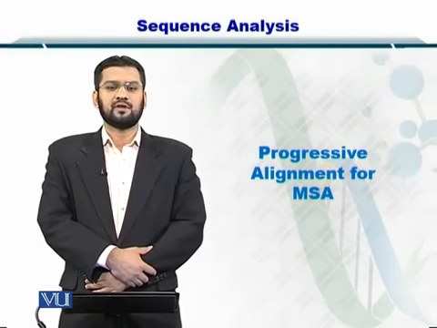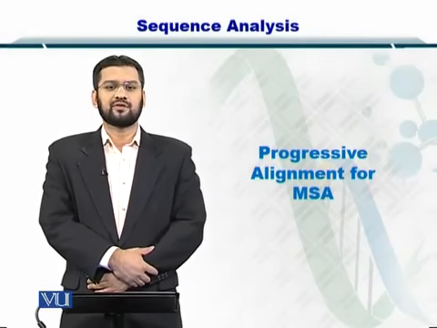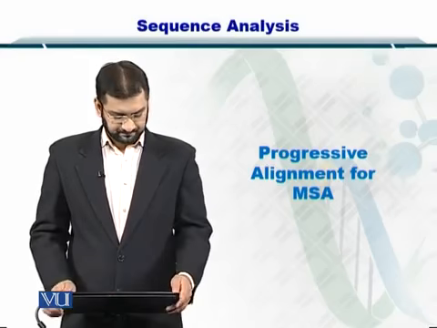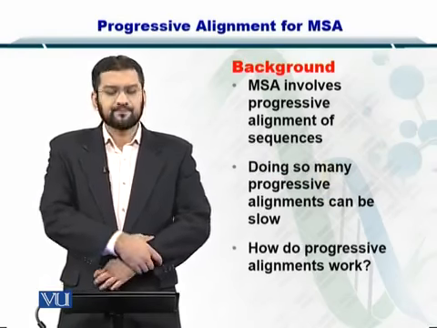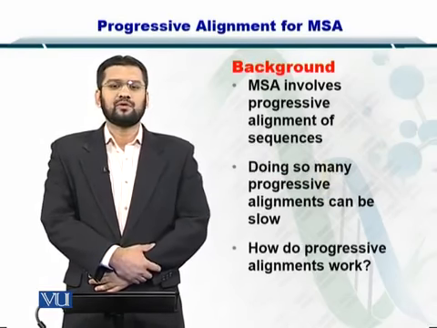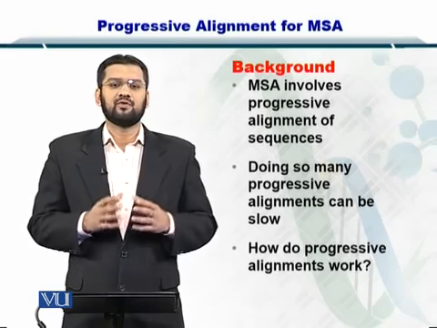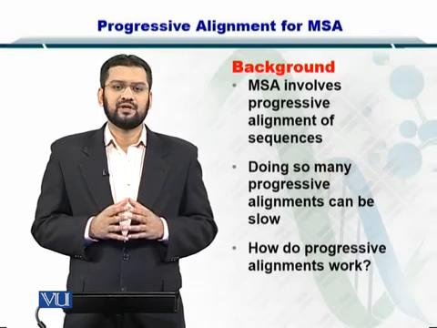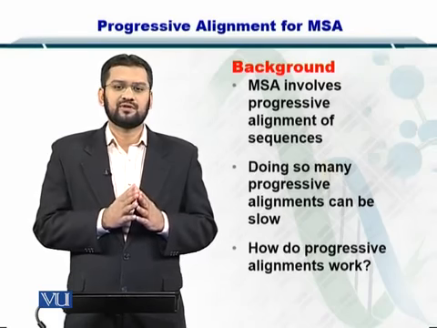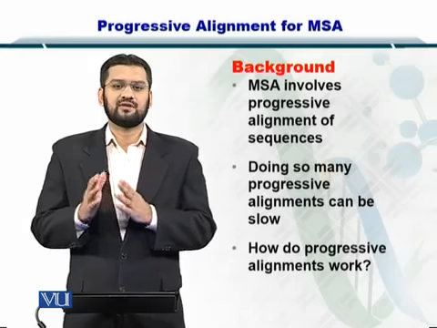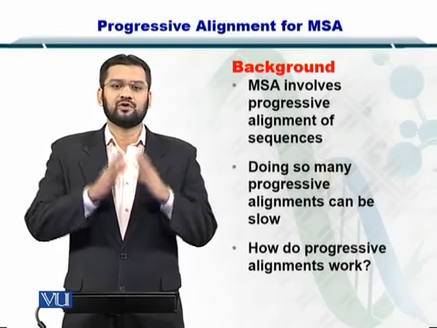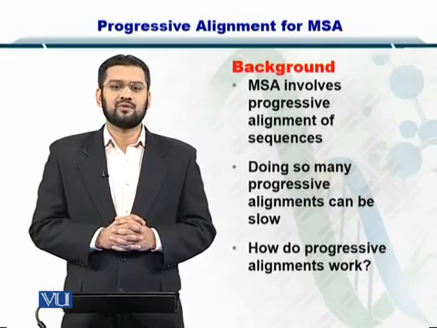Dear students, in this module we are going to discuss the progressive alignment for multiple sequence alignment, or simply progressive alignment for MSA. So MSA involves progressive alignment by using pairwise sequence alignment repeatedly. You initially align two sequences and create such sequence alignment pairs, and then you align the pairs in order to obtain an overall multiple sequence alignment.